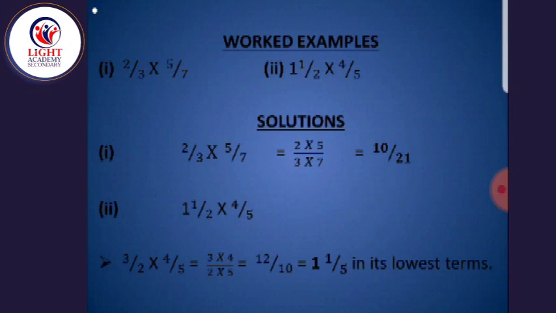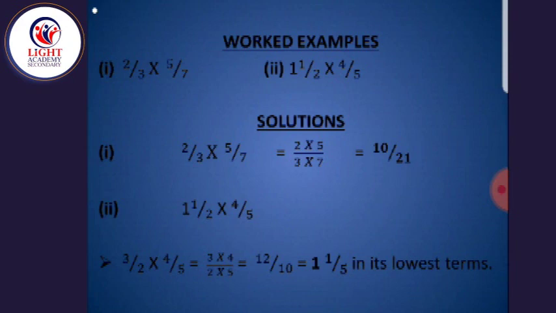When we look at this example 1, remember that earlier on we said that when multiplying fractions, we simply multiply the numerators together, that is 2 times 5, and the denominators together, that is 3 times 7. This will give us the fraction 10 out of 21. As we can see, it is already in its simplest form.